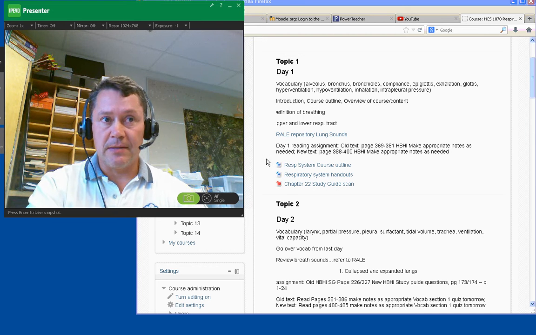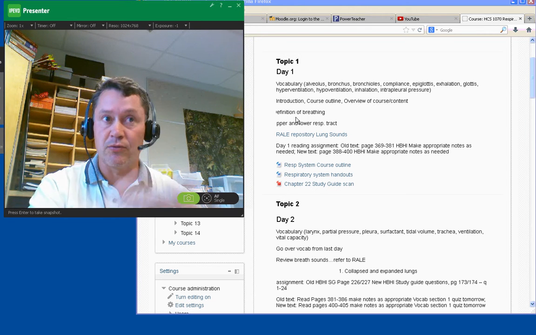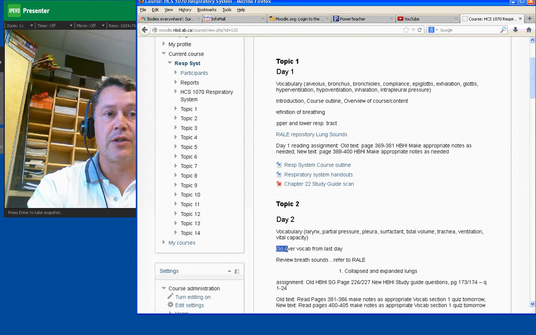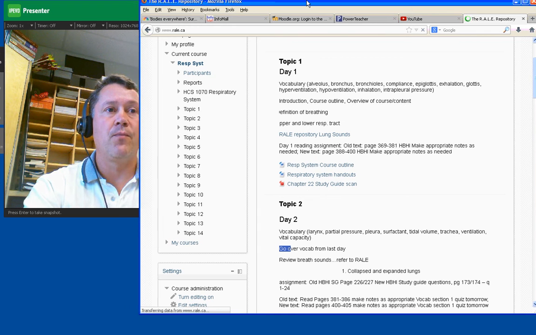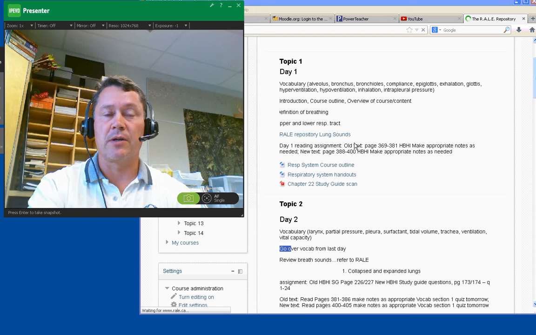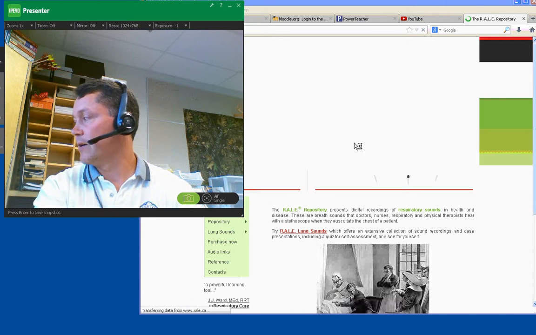Now, as this topic is all set up, you'll notice that it's repetitive. There's vocabulary. There's go over this section here, or sorry, definition of breathing, upper, lower. Day one, reading assignment. Old textbook. That's the old purple one. Okay, the purple textbook. I don't have one handy here.